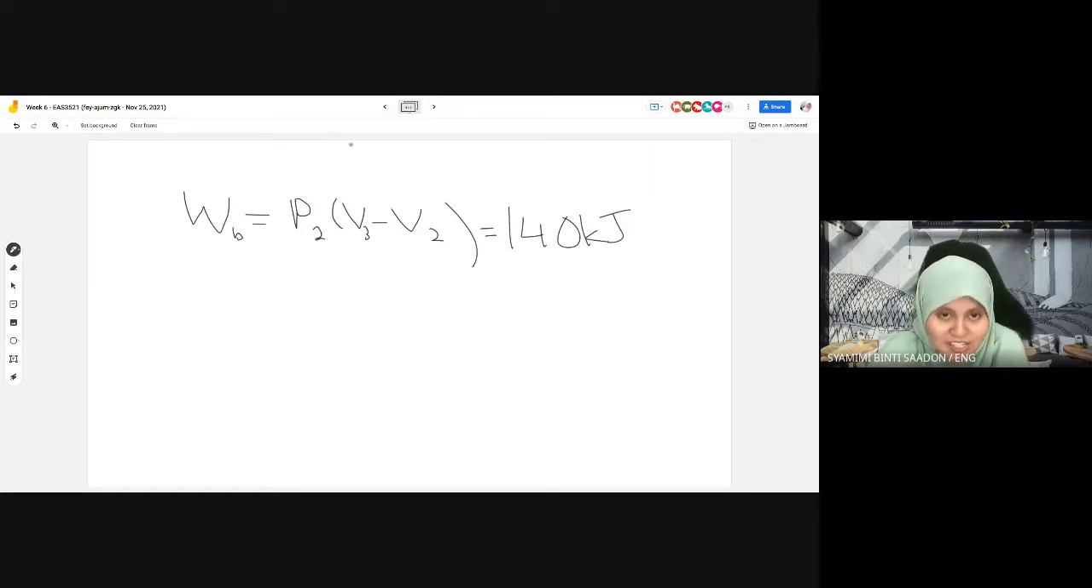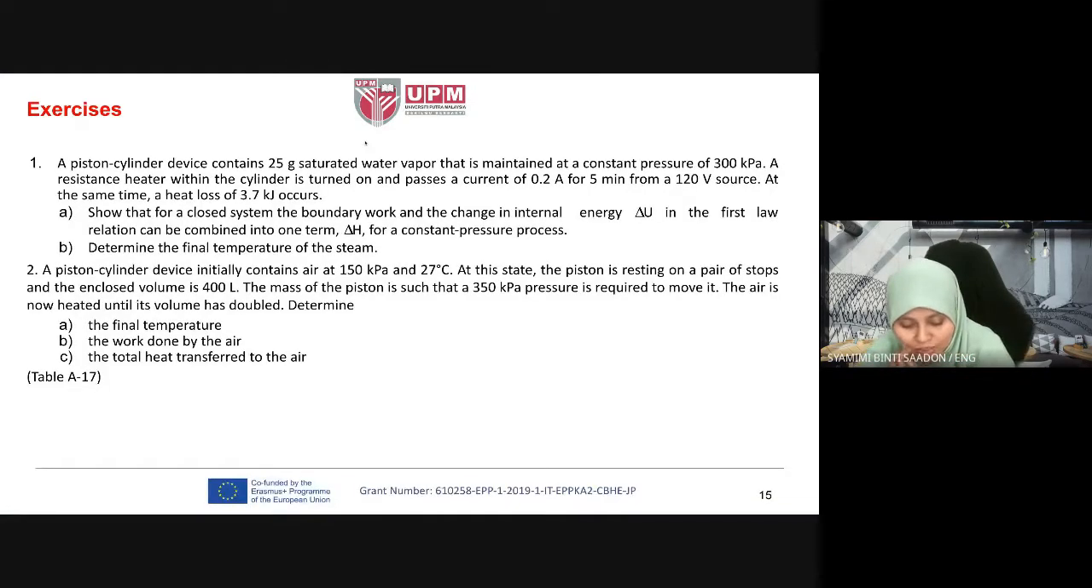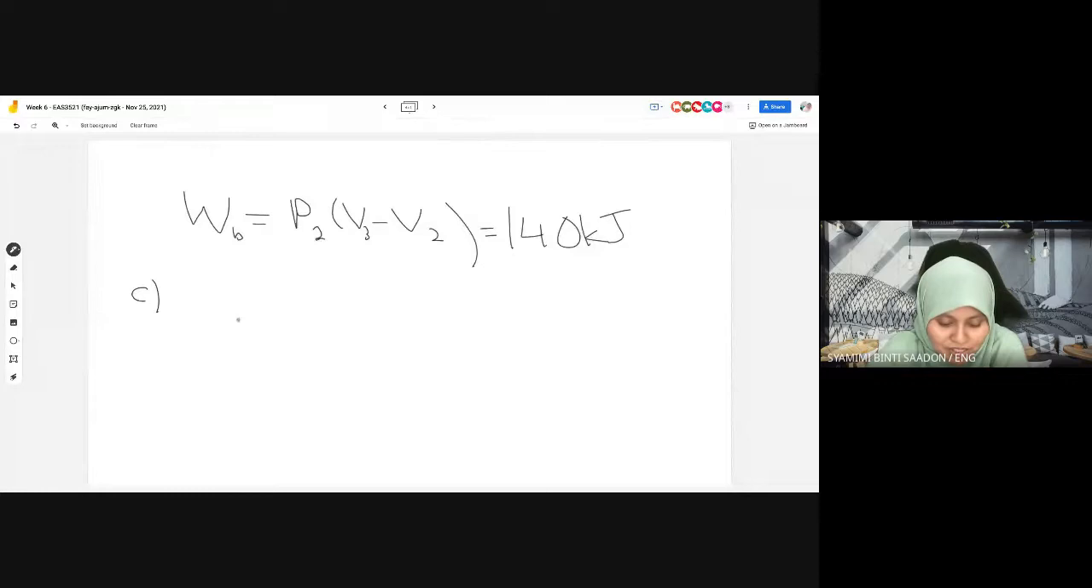Okay, and then C. Finish with C. For this one you need to use the energy balance. We need to calculate the total heat transfer to the air, so we need to calculate Q in. Back to our definition of energy balance, we have Q in minus the boundary work done.